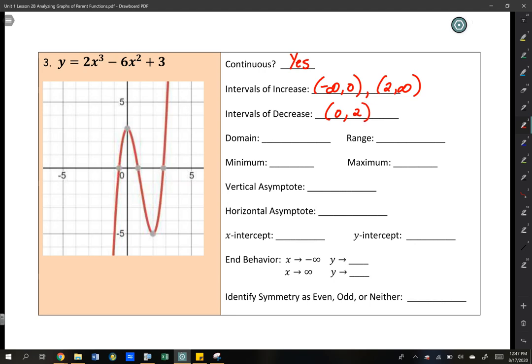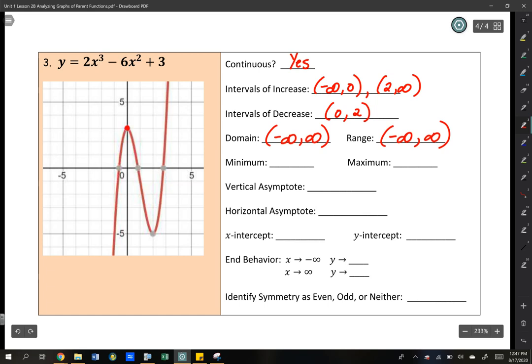What values are included in the domain? So it looks like everybody is included. So that's all real numbers. What values are included in the range? Also all real numbers. The minimum and the maximum. All right, so we could just look at this graph and find that.